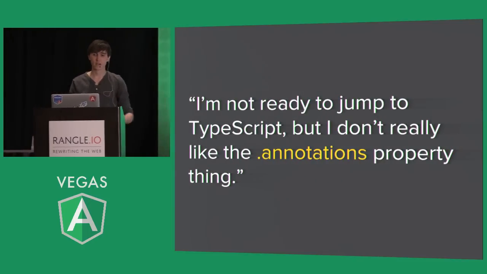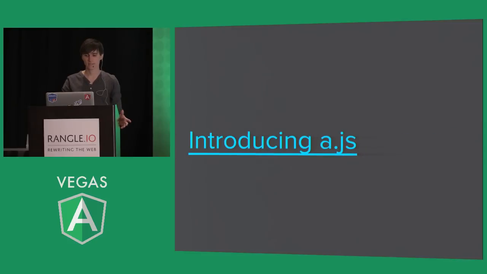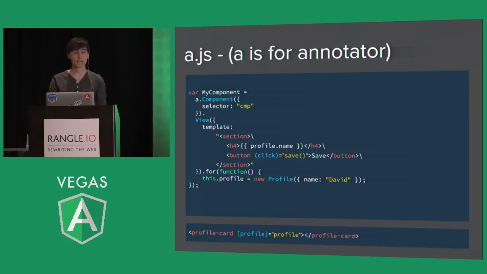So some of you may think, okay, well, I'm not ready to jump into TypeScript. I still want to write ES5, and that whole data annotations thing seems a little clunky, so I don't really know what to do about that. Well, we're thinking of you. Brian Ford on the Angular team has written a library called AJS, and it essentially stands for annotator. I convinced him to open source this yesterday.